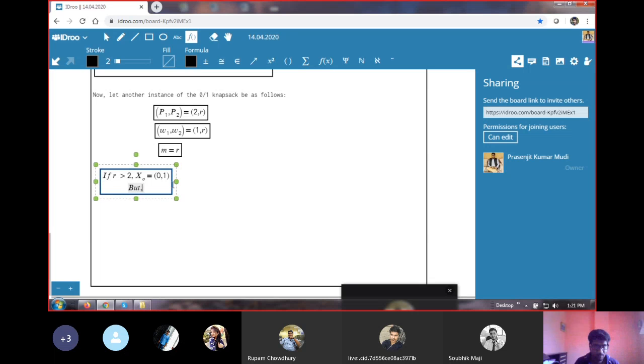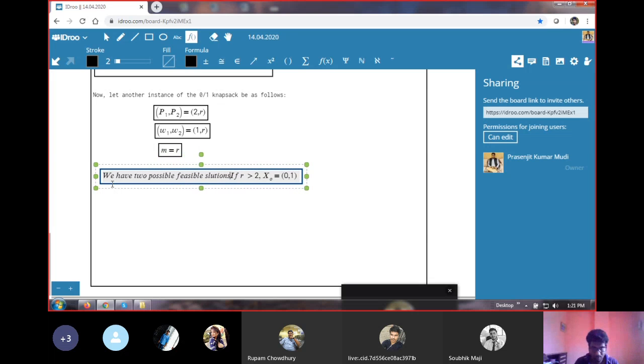But we have two possible feasible solutions. One is 1 comma 0 and another is 0 comma 1. Now if r is greater than 2, then x optimal will be equal to 0 comma 1.